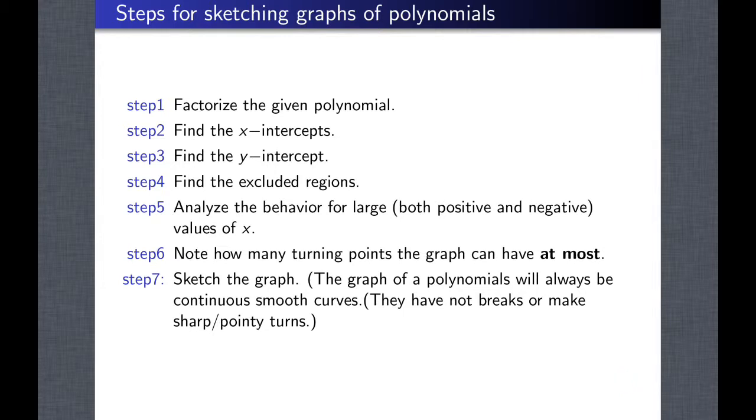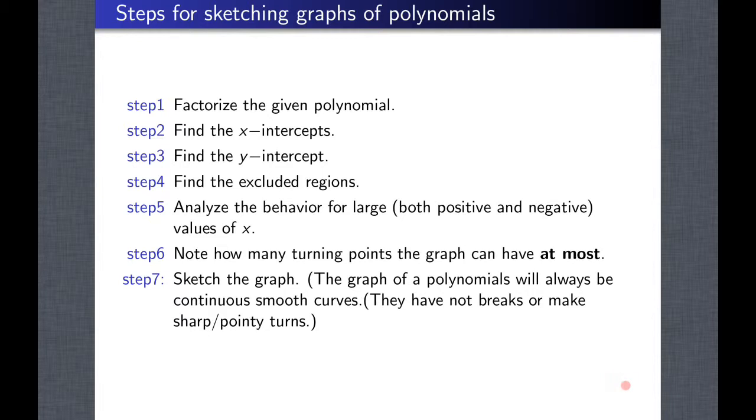We discussed that also. If the degree is even, the ends will look like x squared, and if it's odd, they will follow x cubed. That is the endpoint behavior at large x. And then the number of turning points may also be helpful to spot a mistake. If you draw a degree 3 graph and you have 3 turning points, that means you have made some mistake.